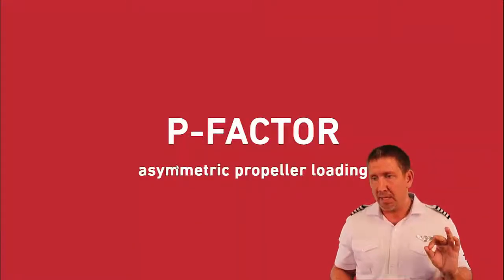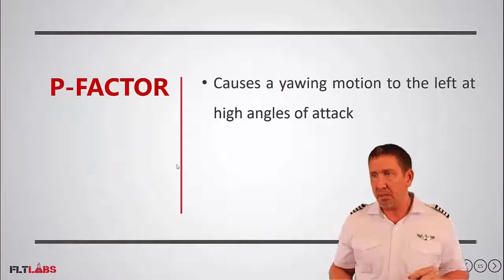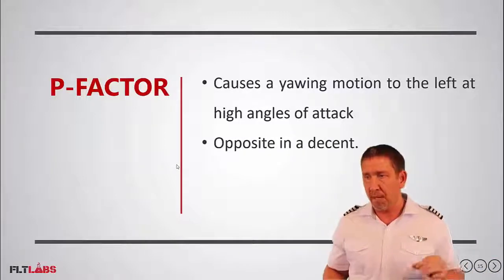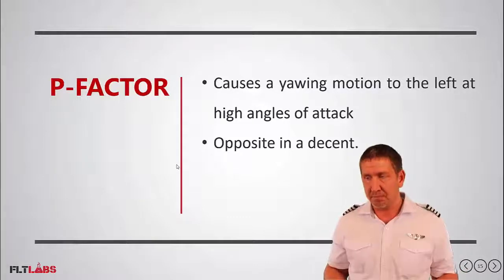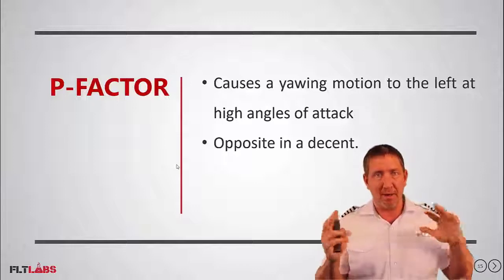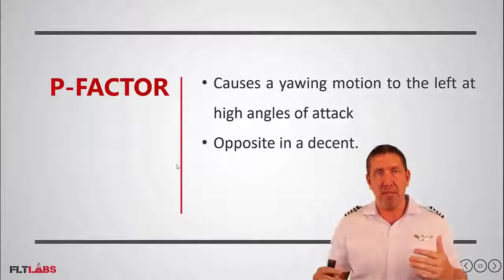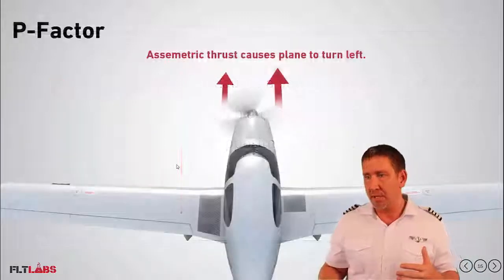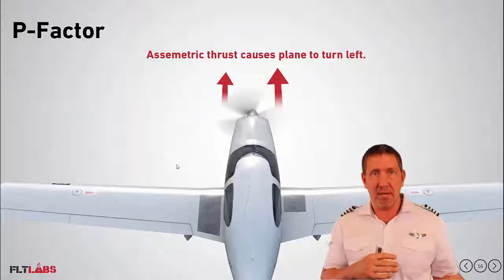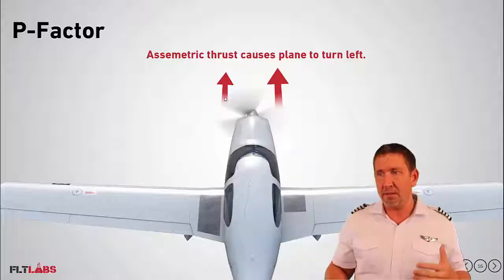P factor, asymmetric propeller loading. We understand this is causing a yawing motion to the left at high angles of attack, opposite in a descent. Most people, when we're having this conversation about P factor, I've always heard people talk about it in a climb, where we have the descending blade on the right-hand side producing more thrust than the ascending blade on the left-hand side, right here. But that is for a climb.